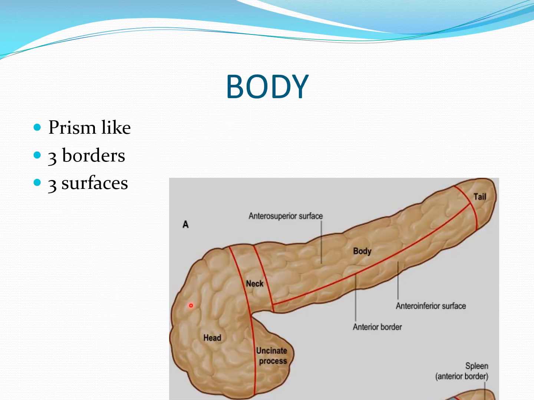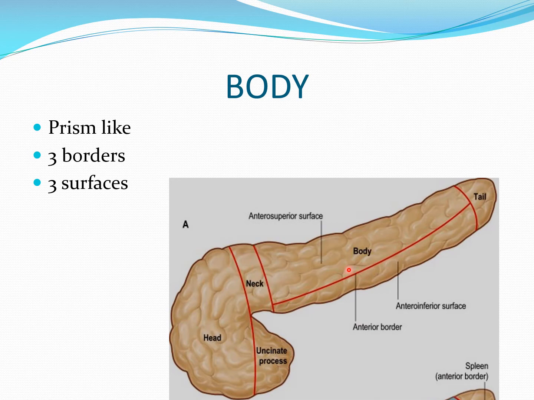Now body. So prism-like, it has 3 borders and 3 surfaces. You see this part is the body of the pancreas, elongated. It extends from its neck to the tail. It passes toward the left with a slight upward and backward inclination. So between the neck and the tail of the pancreas, this area is given the name body of the pancreas.